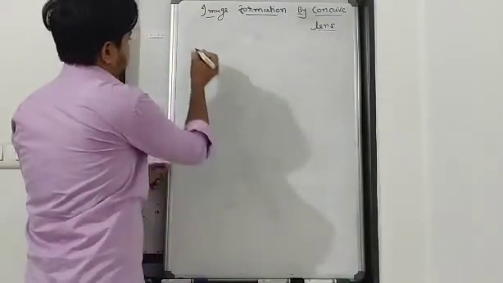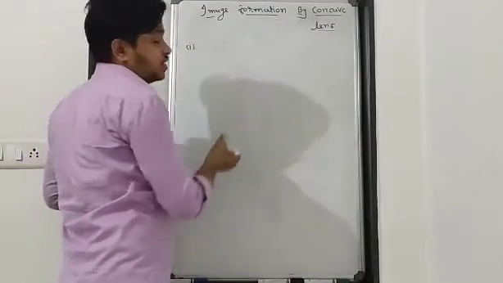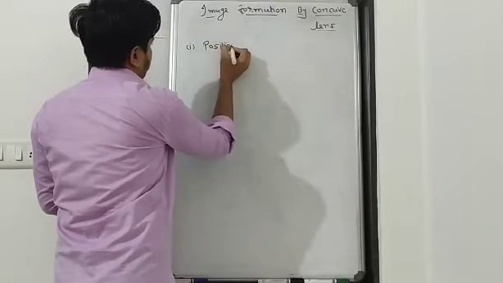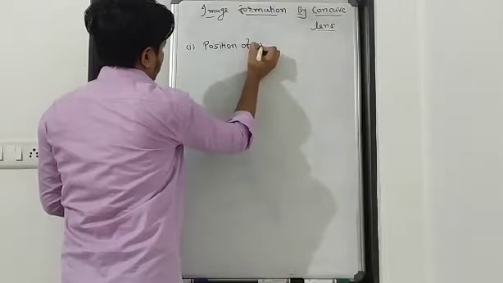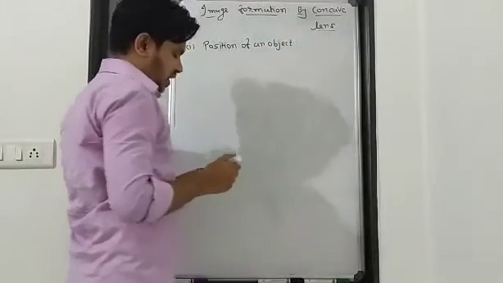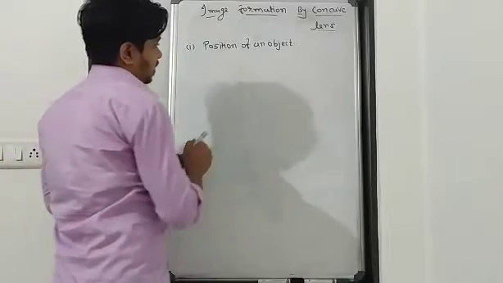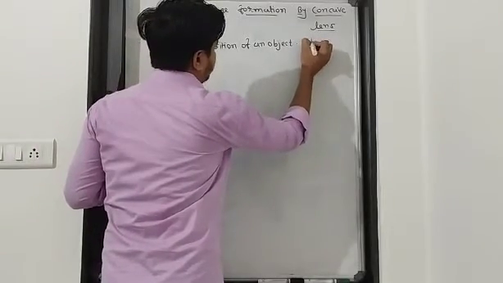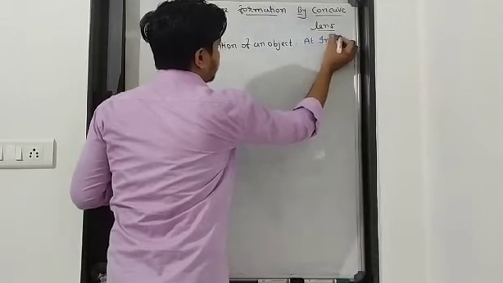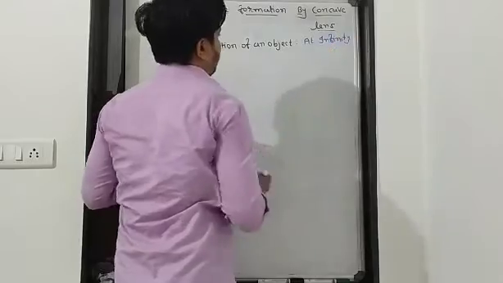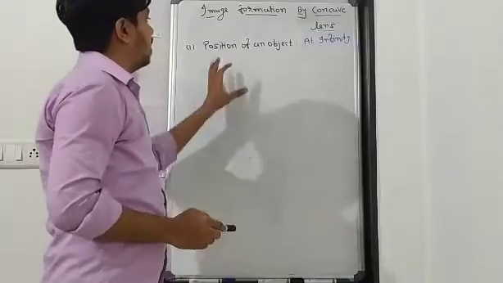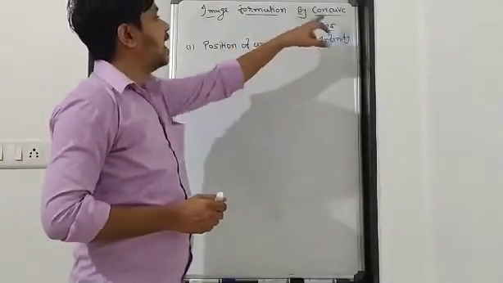So the first one is the position of an object. If we take that position at infinity, then where do we get the image? For that, I am just forming an image with the help of a concave lens.